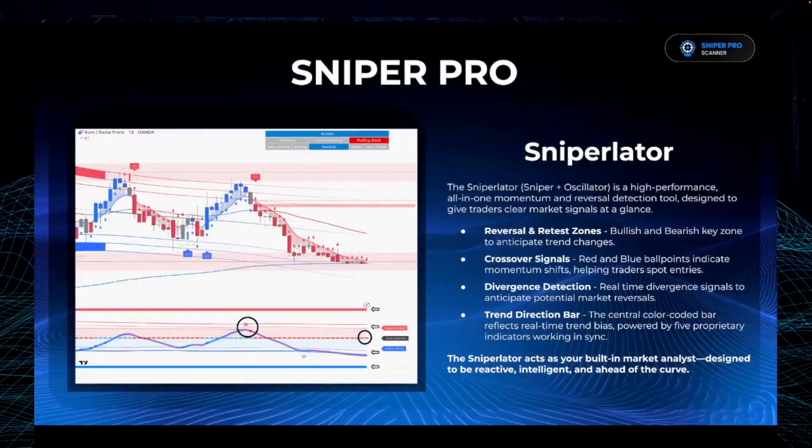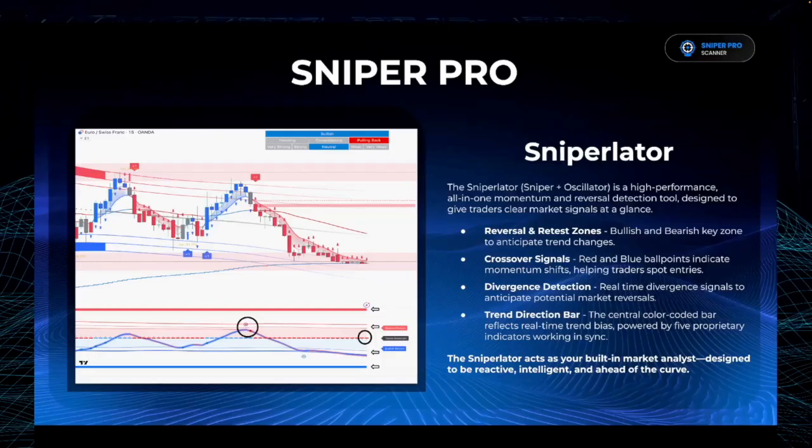Next, we have the sniper later. So the sniper later is a wordplay using our sniper strategy and oscillator. So this is the sniper later. And this is an all-in-one high-performance momentum and reversal detection tool. And it's going to give you a few key elements, and this is completely built from the ground up.